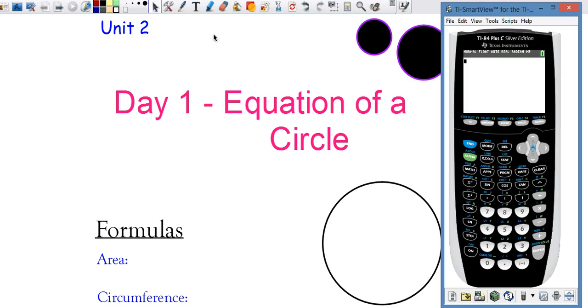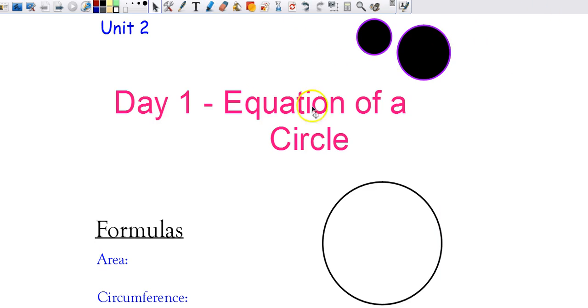Hello, this is the first lesson of Unit 2. This is day 1, equations of a circle. Unit 2 is going to be talking about circles and pretty much the whole thing. So we start out by kind of linking it with functions and the calculator. We're not going to use the calculator that much, so I'm going to go ahead and minimize that for now.